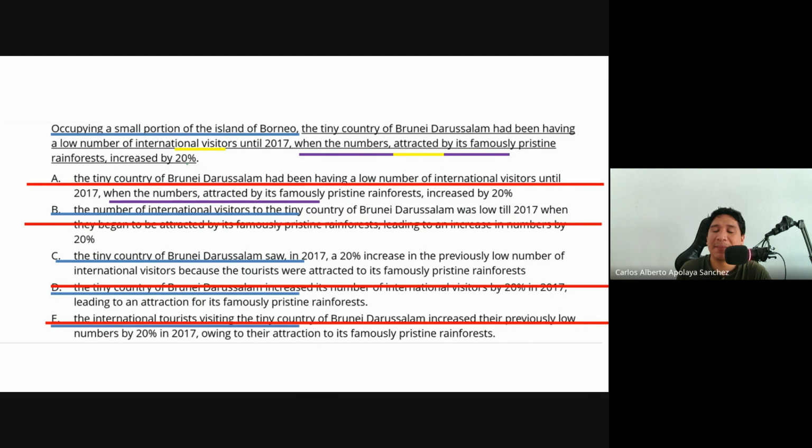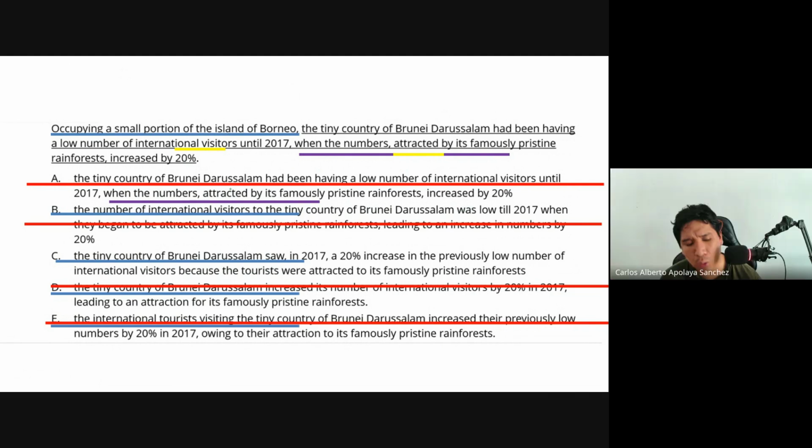For example, I am having a game with my cousin. I'm experiencing a game. I'm having a great situation. In this case, the verb have is dynamic, so it can be used in the gerund form. And it is okay because it says the tiny country had been having a low number of international visitors until 2017. So they were experiencing that situation until 2017. This is why I chose the past perfect progressive.